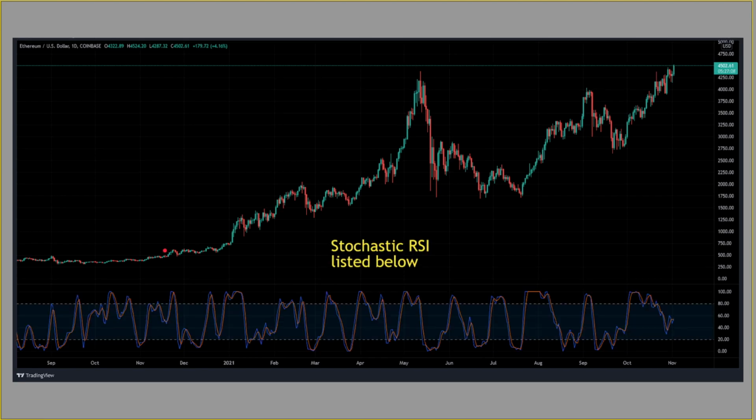With the stochastic RSI, it's a little different story. We see a lot more fluctuations and really correlating more so, not with the overall trend, but showing the more immediate swings and correlating with those. Particularly we see here, these immediate swings.